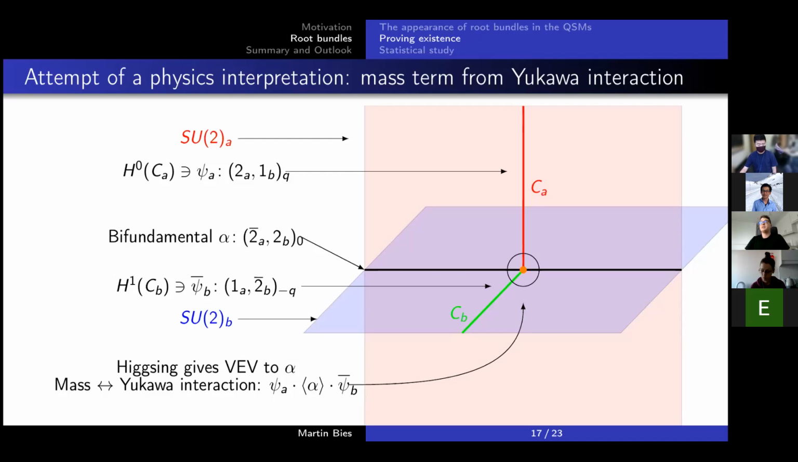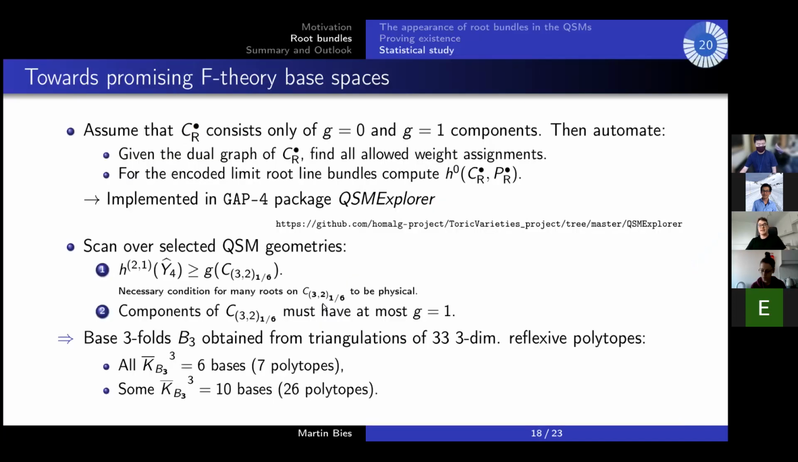Let me now go towards this statistical study and extend essentially what I've shown you about these dual graphs and limit linear roots. Namely, if I assume that all components of these curves are genus 0 or genus 1, just as in the example that I've shown you, then you can actually automate the process. Given a dual graph, you can find all weight assignments on the full blow up, and you can find the H0 of the corresponding limit linear root. That is something that is implemented in a package called the QSM Explorer, and that is what we use to scan over the various QSM geometries.